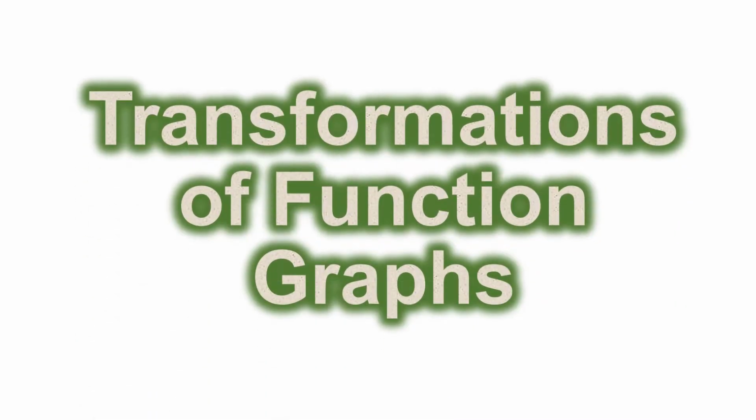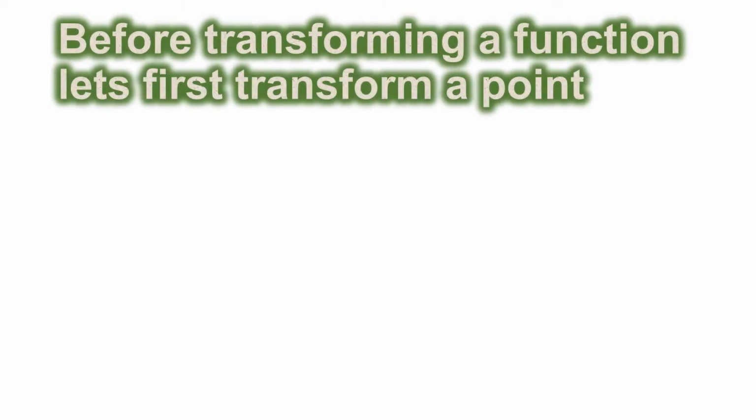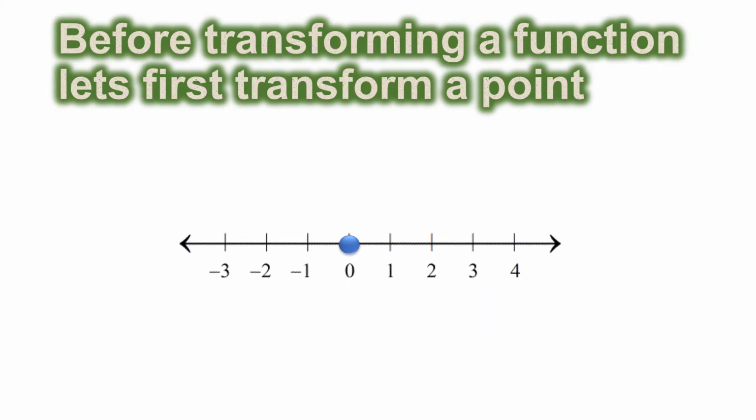Transformation of function graph, part 1. Before transforming a function, let's first transform a point. This point, if we added a 2, it will move to the right. It will be a positive 2. If we subtracted 4, it will move to the left. 2 minus 4 will be negative 2.